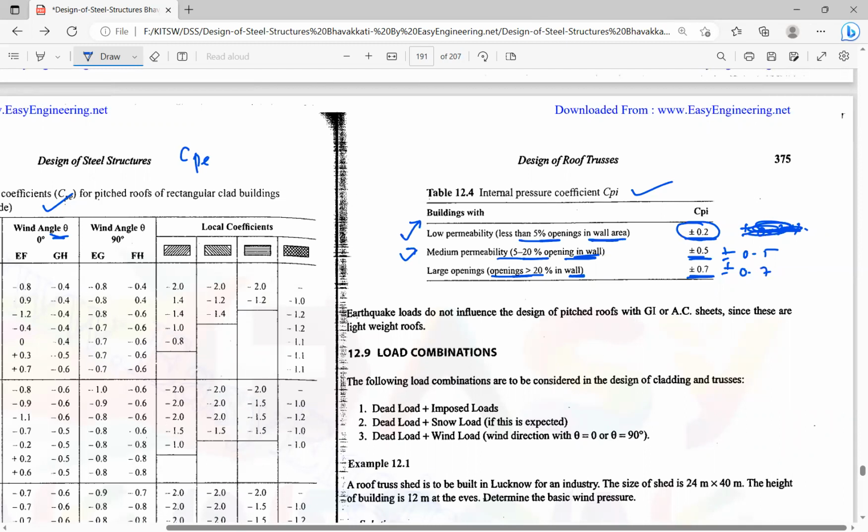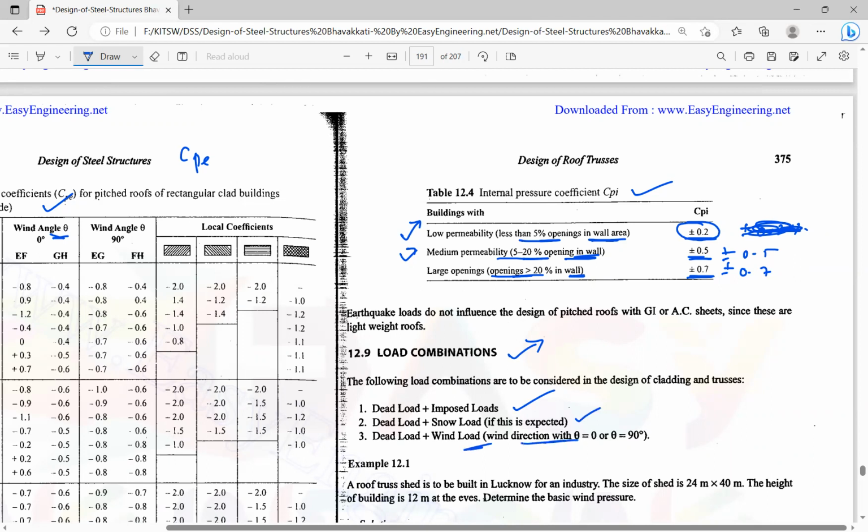Just now we have discussed dead load, live load, wind load. So now we'll consider the load combinations, which is very important in the design. First consideration is dead load and the imposed load. Second is dead load and snow load if it exists. If not, then dead load and wind load.